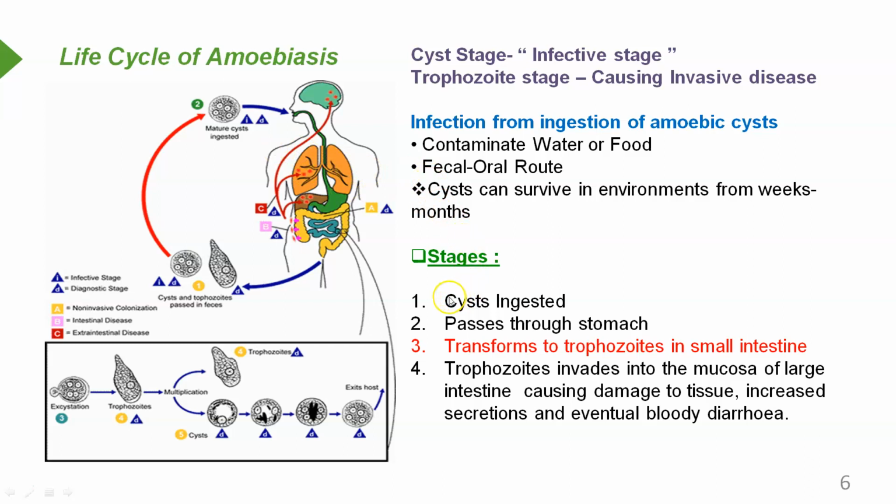And there are several stages. These mature cysts containing Entamoeba histolytica, when ingested by human beings from the environment, pass through the stomach. Thereby, they transform to trophozoites in the small intestine. Thereby, they invade the intestinal epithelium cells of the large intestine, causing damage to the tissues, and it increases the secretions, and the patient may experience diarrhea, which is bloody diarrhea.